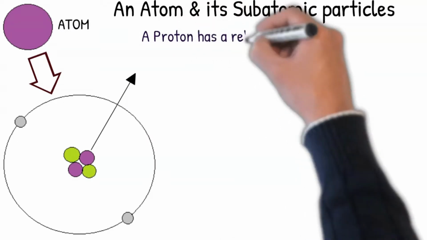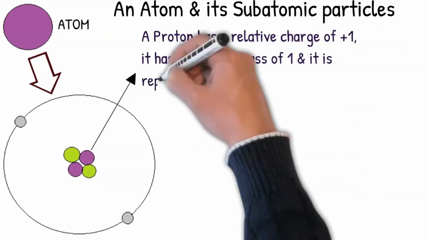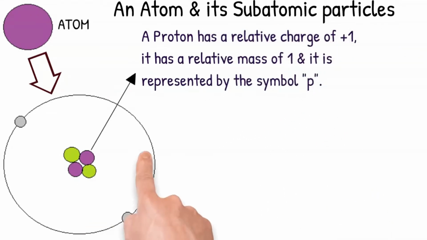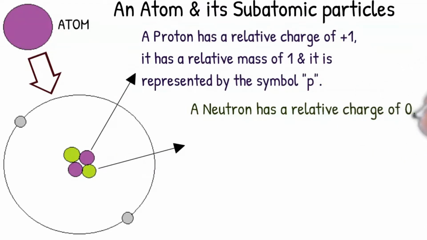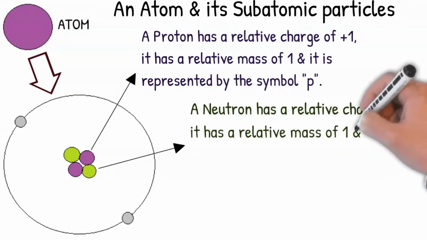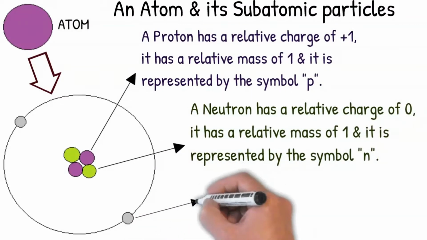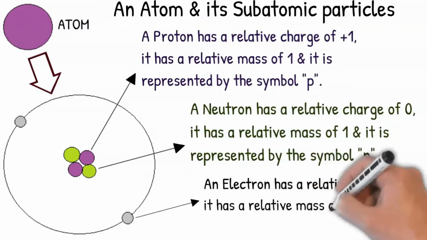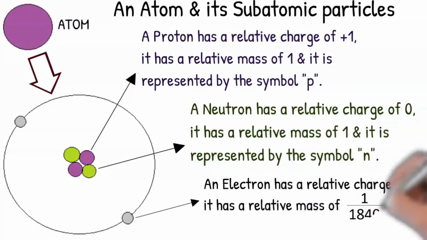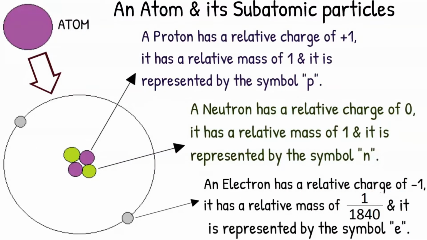A proton has a relative charge of +1, it has a relative mass of 1 and it is represented by the symbol P. A neutron has a relative charge of 0, it has a relative mass of 1 and it is represented by the symbol N. An electron has a relative charge of -1, it has a relative mass of 1/1840 and it is represented by the symbol E.